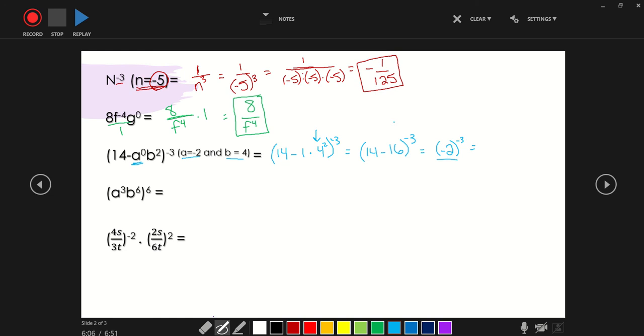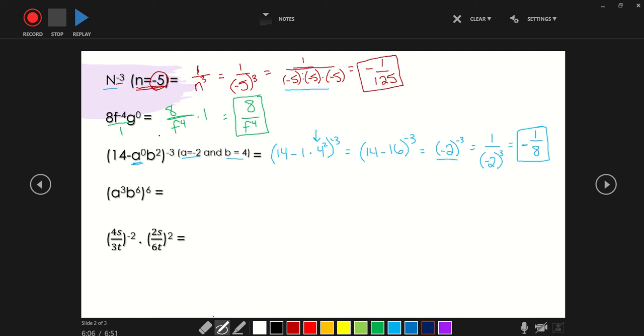Then this now looks very similar to this up here, only we don't have our number in yet. Up here was a variable, down here's the number. So this now becomes 1 over negative 2 to the positive third power. And it looks again similar to up here, where we're going to have a negative 2 times a negative 2 times a negative 2. So my answer is going to be negative. 2 times 2 is 4, times 2 is 8. So we have negative 1/8.